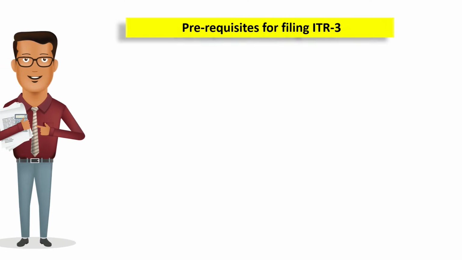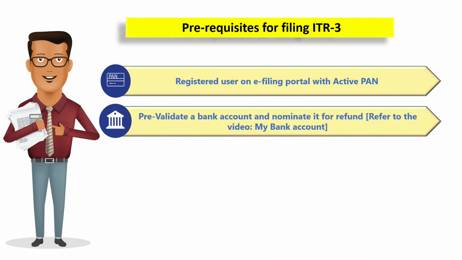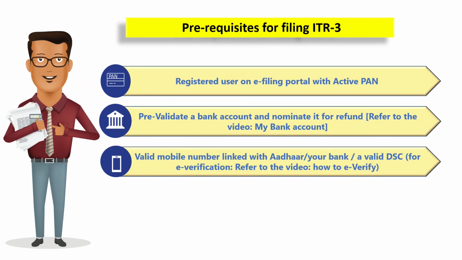In order to file Form ITR 3, you should be a registered user on the e-filing portal with an active PAN. You must pre-validate a bank account and nominate it for refund. You may refer to the video My Bank Account to know more. You should have a valid mobile number linked with your Aadhaar, your bank account, or a valid digital signature certificate for e-verification. To know more, you may refer to the video How to E-Verify.